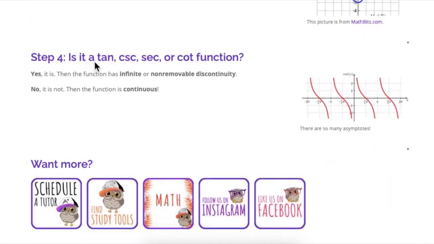Step 4 is deciding if it's a tan, cosecant, secant, or cotangent function. If yes, then the function has infinite or non-removable discontinuity. You can see right here, this is a cotangent function, and there are a ton of asymptotes, so therefore it has infinite non-removable discontinuity. And if the answer is no to all of these steps, then the function is continuous. That's it for calculus discontinuity.